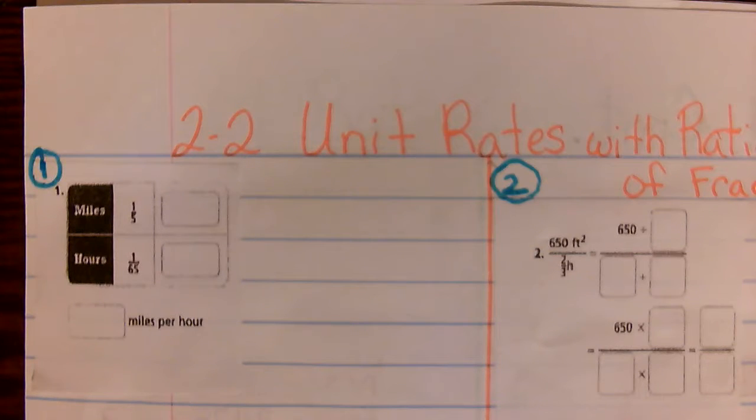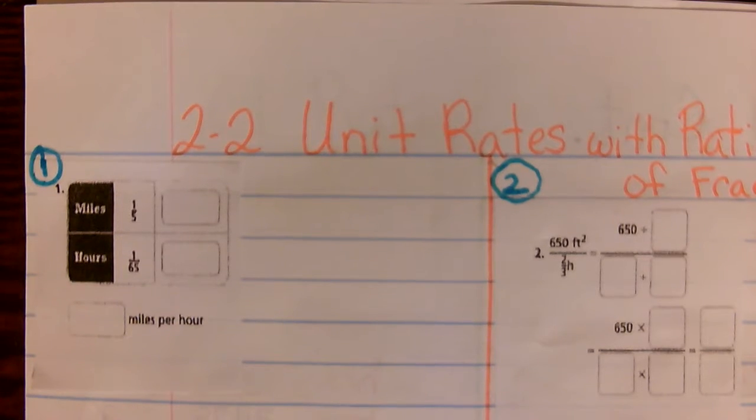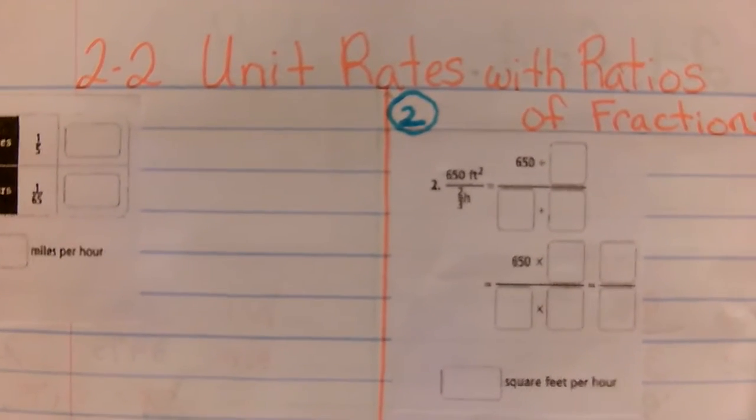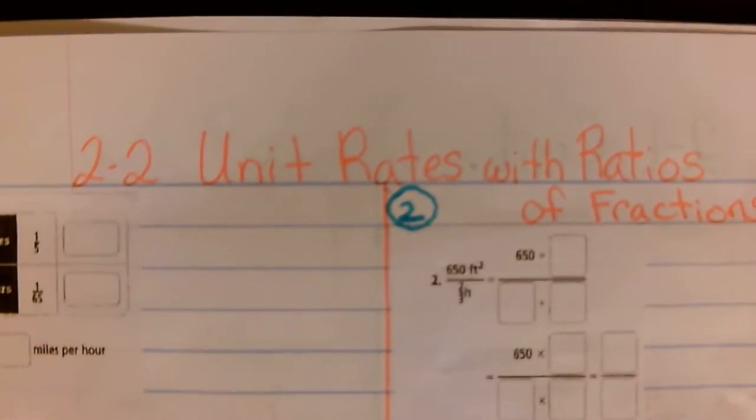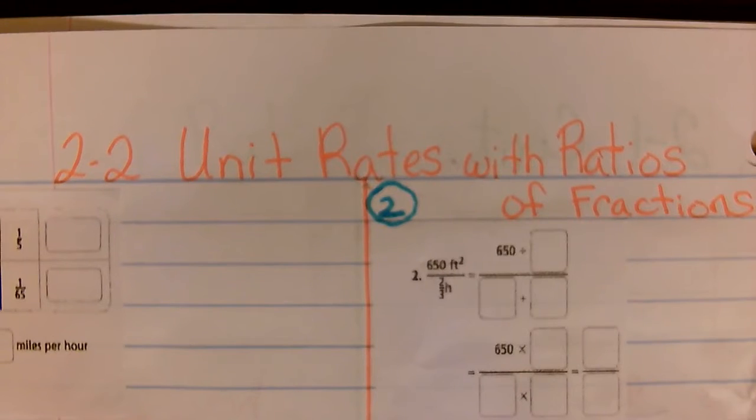Alright students, by this time you should have pieced together pages 18 and 19 in your iBook in order to prepare for today's lesson. You should have numbered 1, 2, 3, and 4, like this right here, and 3 and 4 down here on page 18. So to begin, we're going to be studying unit rates with ratios of fractions today.